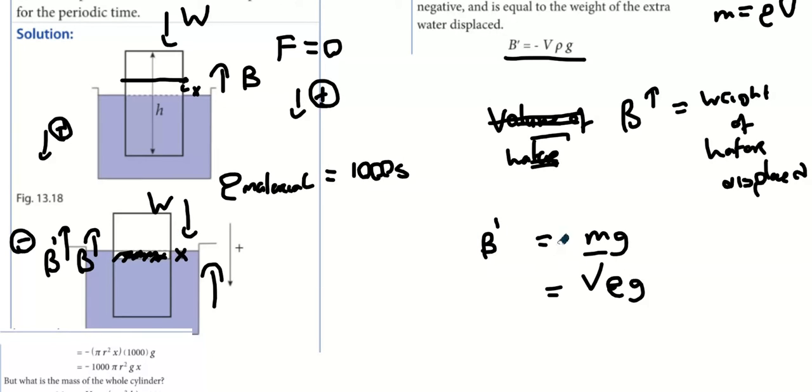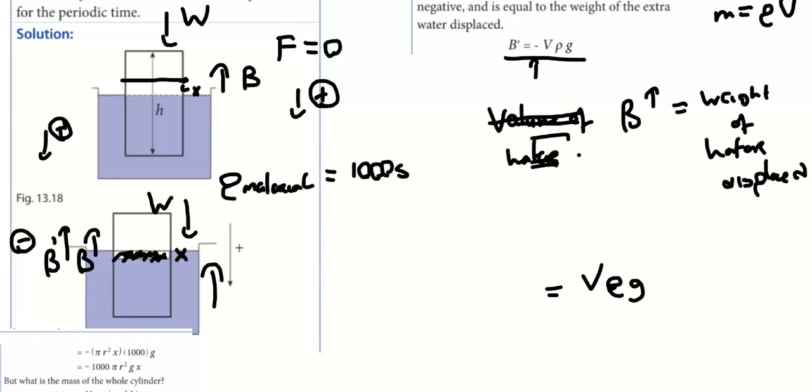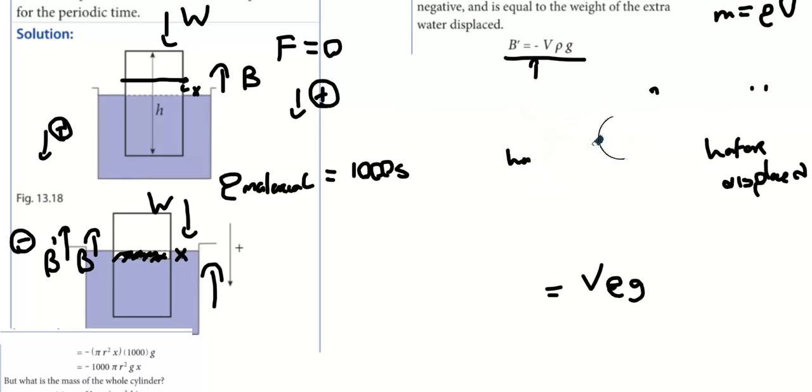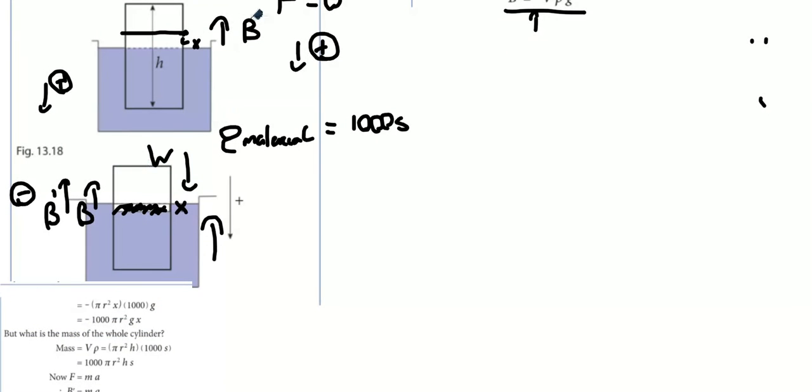Okay, so that is pretty much what we need to know. Now it's a minus because the buoyancy is acting in the opposite direction, okay? But you don't really need to worry about that too much, okay guys? Next thing we're going to do is run you through the solution that's in the book and see what we can make of it, okay?